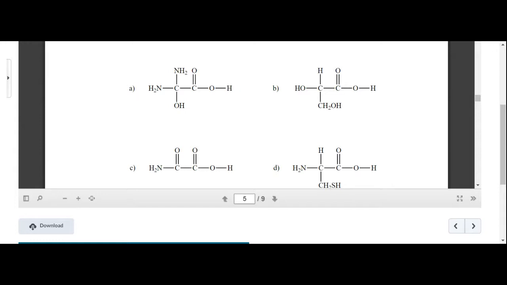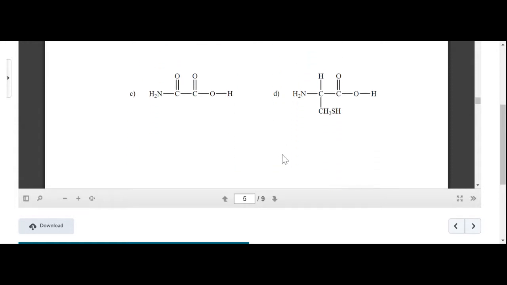D is an amino acid because you have the one carbon, you have hydrogen attached, you have NH2 attached, and you have COOH attached. So D is the amino acid. The R group could be anything, but you have to have the other three always the same. So the other three groups must be the same.